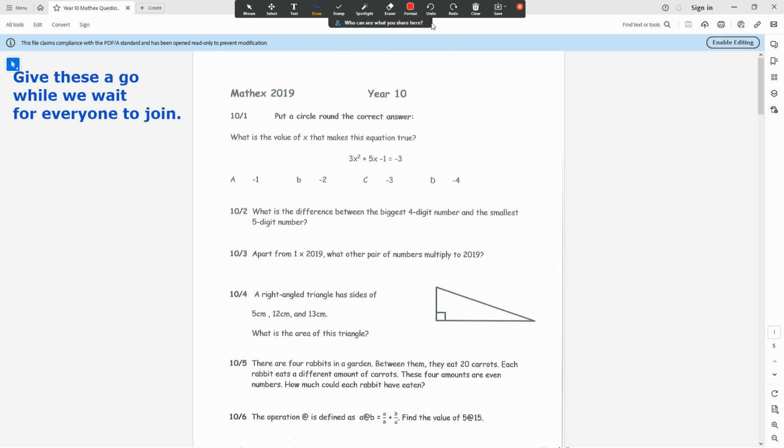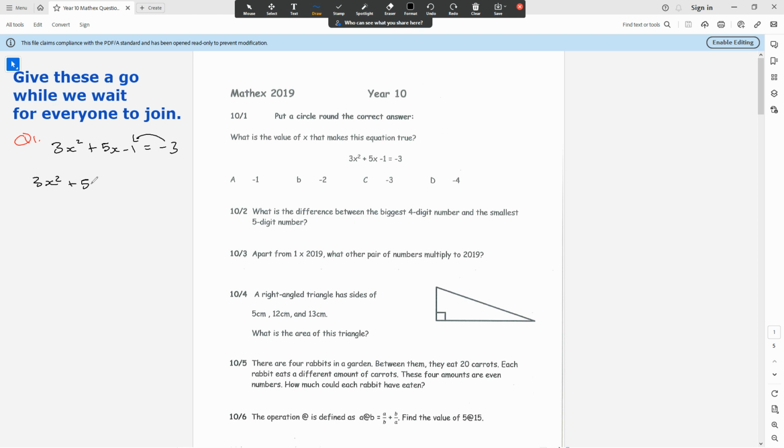Okay, so let's have a look at question number one. Okay, question one says, what is the value of x that makes this equation true? So we've got 3x squared plus 5x minus 1 equals negative 3. If I take the negative 3 across, it becomes positive 3.